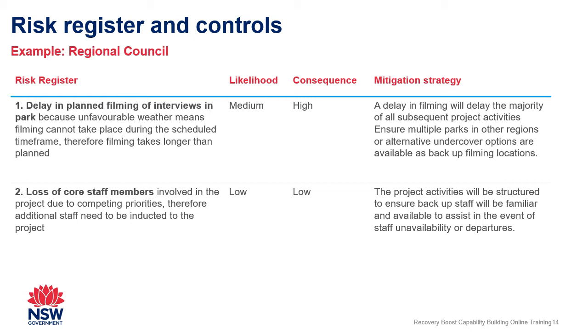This second example here describes a loss of core team members, which I've rated as a low likelihood and low consequence in the short time frame of the project, partly because my mitigation strategy allows a structure of backup staff with knowledge of the project to be ready to assist. Now, this could be rated quite differently in different circumstances. For example, the project manager might be quite integral and irreplaceable. So your ratings really are your own judgment for the purpose of your own projects.